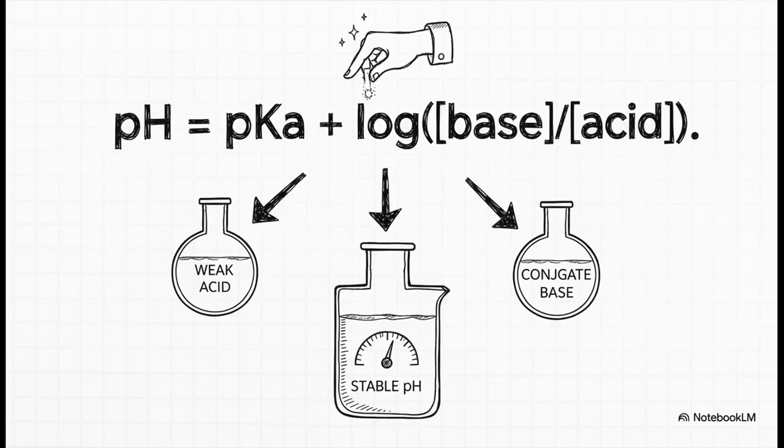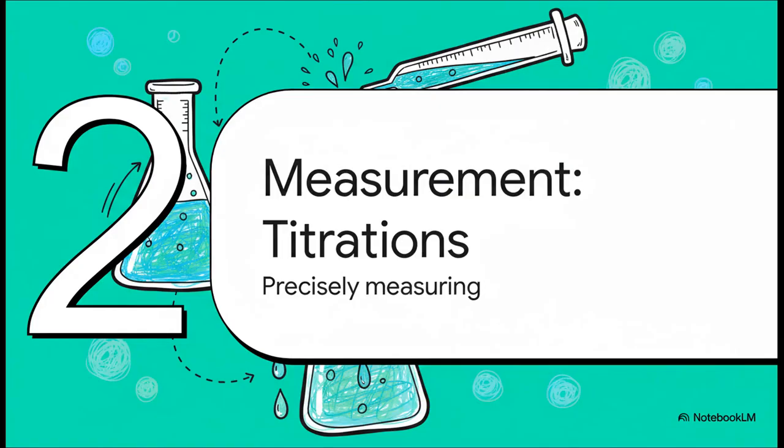And this formula, this is what gives chemists their superpowers. The Henderson-Hasselbalch equation is like a cheat code. It doesn't just let us calculate the pH of a buffer, it lets us design a buffer for any specific pH we want, just by tweaking the ratio of the base and the acid. It's amazing. All right, on to our next tool.